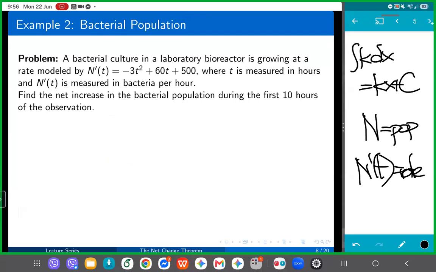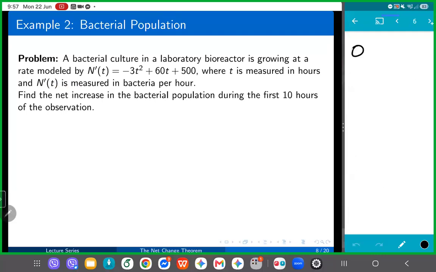A bacterial culture in a laboratory bioreactor is growing at a rate modeled by n prime of t equals negative 3t squared plus 60t plus 500, where t is measured in hours and n prime of t is measured in bacteria per hour. Find the net increase in the bacterial population during the first 10 hours of the observation. When you say first 10 hours, that's from 0 to 10, right?